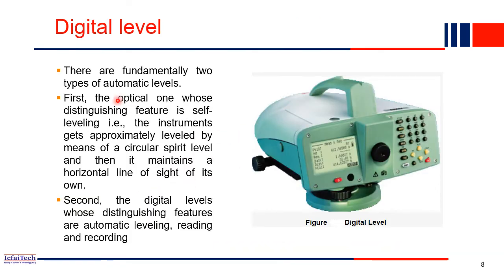Now the last type of level is the digital level. So you have seen that there are three types of levels in reality. The first is the dumpy level, the second is the IOP level, and the third is the digital level.